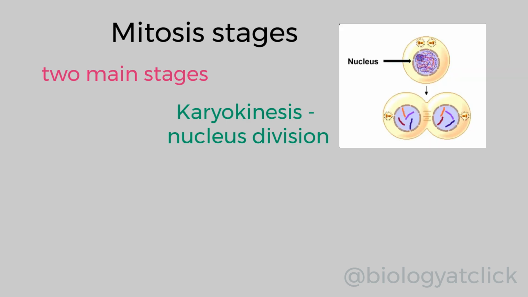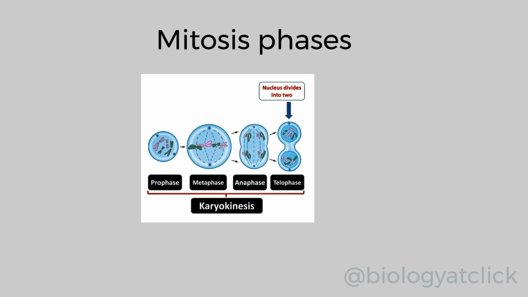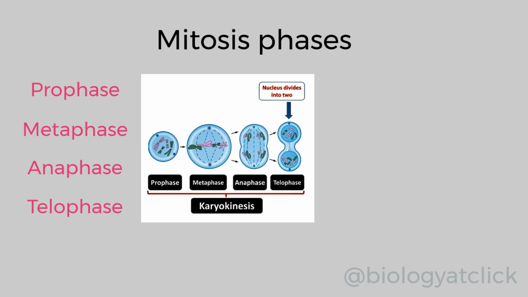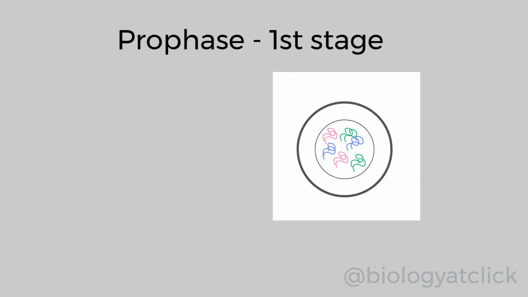Mitosis has two main stages: 1. Karyokinesis, division of the nucleus, and 2. Cytokinesis, division of the cell into two. Prophase, metaphase, anaphase and telophase are the four sequence-wise phases of karyokinesis. Cytokinesis follows karyokinesis. Let's start with prophase. It is the first mitotic division stage.